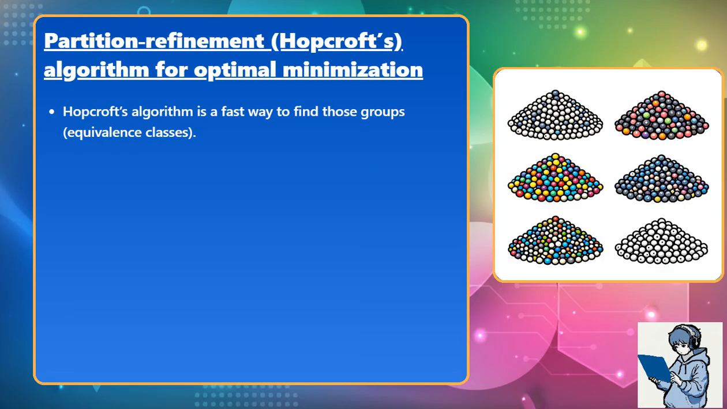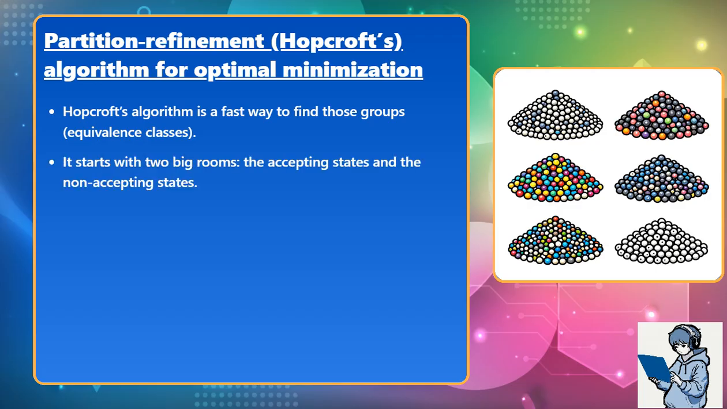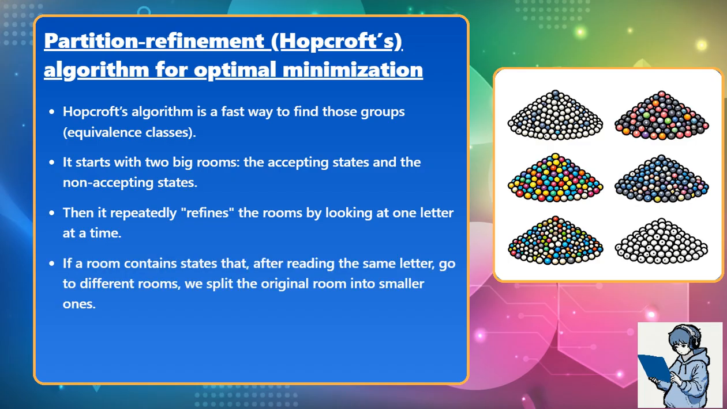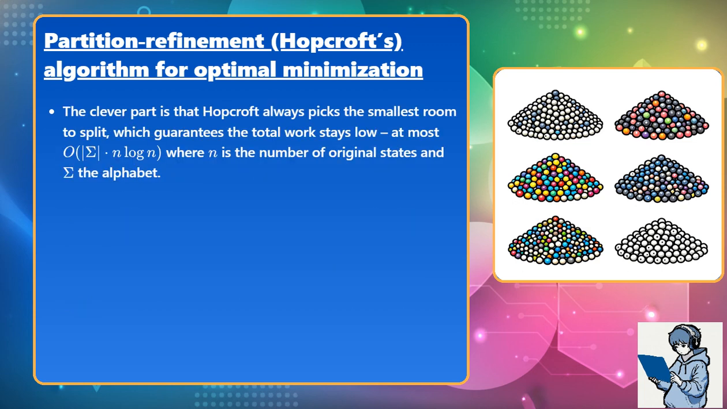Hopcroft's algorithm is a fast way to find those groups, the equivalence classes. It starts with two big rooms, the accepting states and the non-accepting states. Then it repeatedly refines the rooms by looking at one letter at a time. If a room contains states that after reading the same letter go to different rooms, we split the original room into smaller ones. The clever part is that Hopcroft always picks the smallest room to split, which guarantees the total work stays low, at most big O of sigma size times n log n, where n is the number of original states and sigma the alphabet.